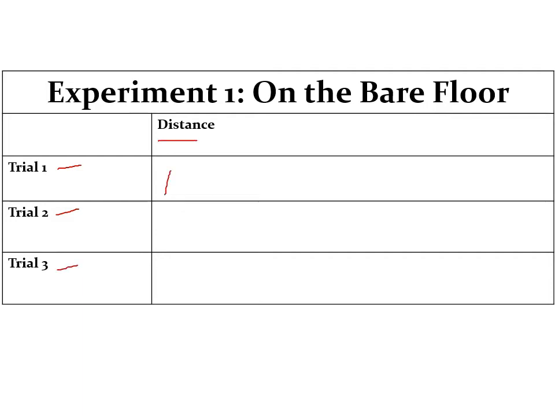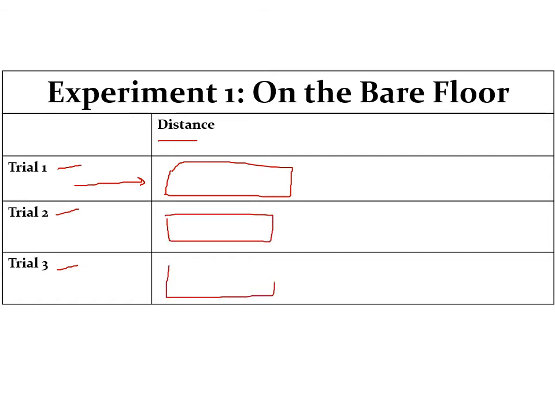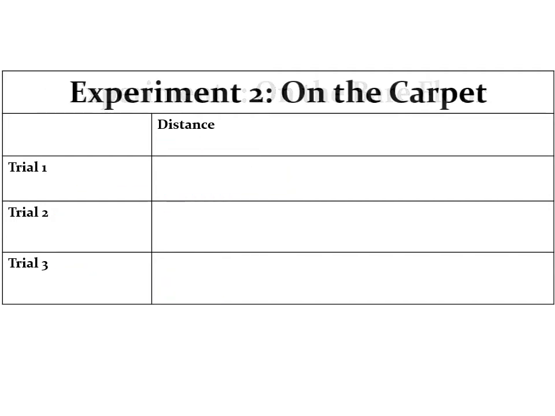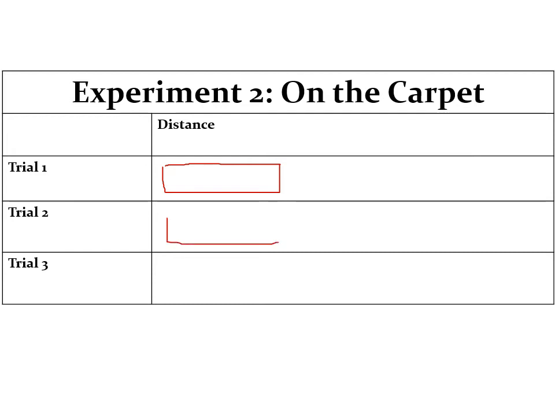And here, I'm going to write the distance. So when I roll the car the first time, I'm going to measure it and write down how far it went. Then I'm going to do it for the second. Then I'm going to do it for the third. Now that was for the bare floor. This is for the carpet. Okay, so trial one, we're going to roll it and we're going to write down how far it goes. And I'm going to give you these numbers. Trial 2, same thing. So we'll have two data sheets, okay? Two charts that have all of our information.